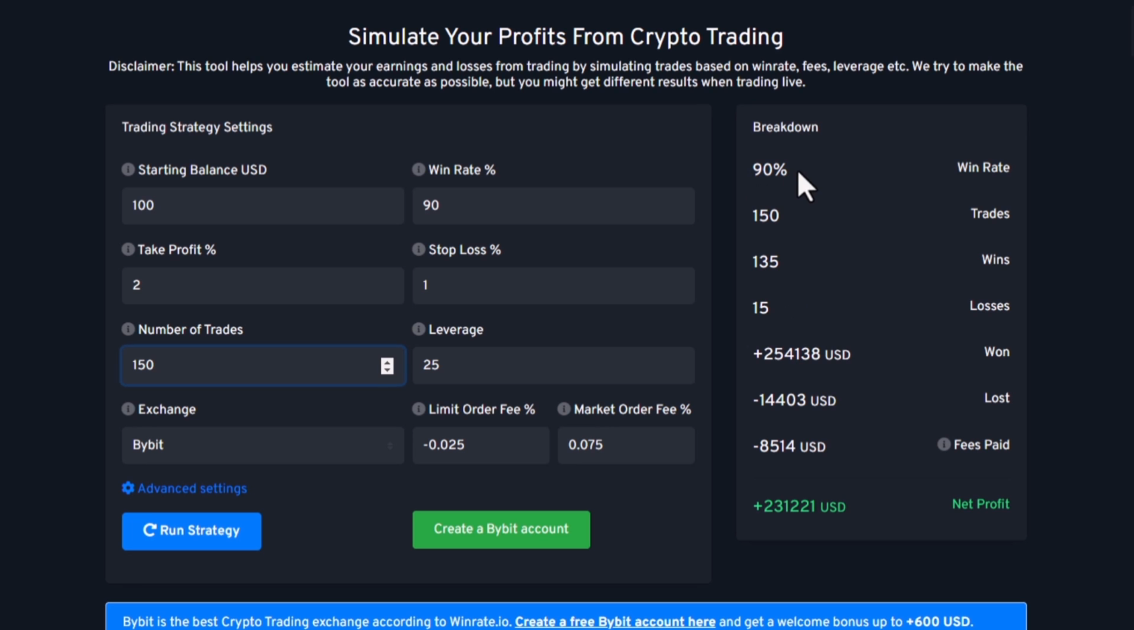So you can see it was a 90% winning ratio in 150 trades. It was 135 wins against 15 losses. You have won 250k something dollars, and then you've lost like 14k, and you have paid like 8k for the fees, and then your net profit is going to be this amount, which is crazy good.